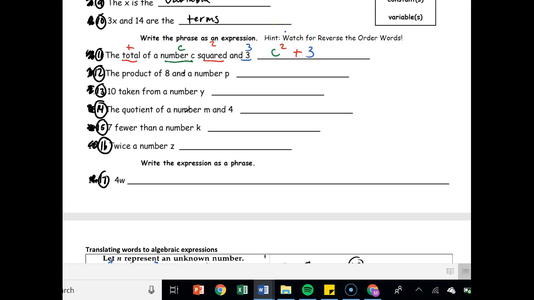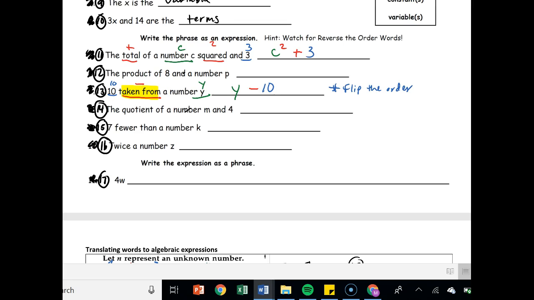Number 13, 10 taken from a number y. So we've got a number 10. We've got taken from as an operator word. That means subtraction. And a number y, that's our variable. Now, this looks like 10 minus y, but remember, less than, subtracted from, taken from, we're going to rework the order of this. So it's not going to be 10 minus y, but y minus 10. Okay? Making sure we flip the order. In fact, I would write a little asterisk there, flip the order, because of that key phrase, taken from.